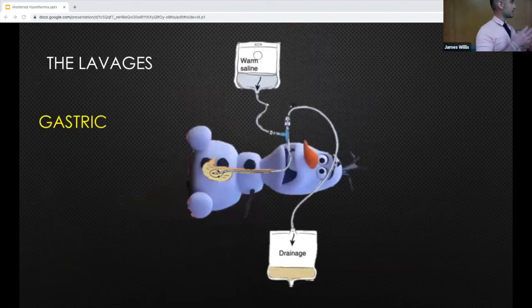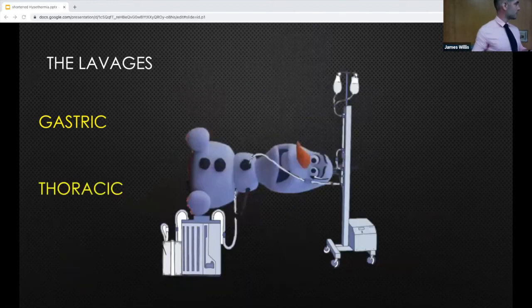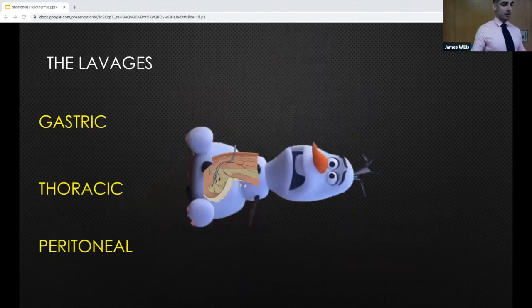And so ideally, we'll be transitioning these patients to ECMO anyways. If we can get them somewhere within 6 hours, that's what we should be doing. But if you're somewhere where you can't do that, then we can focus on the lavages. So we have our gastric or bladder lavages. We can use chest tubes to do thoracic lavages. And we also have our peritoneal lavages.